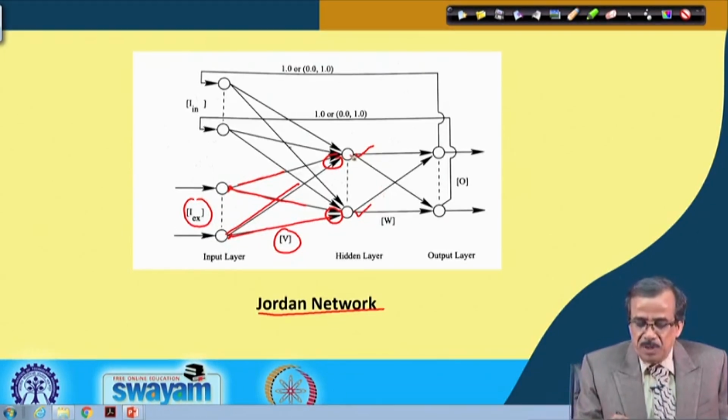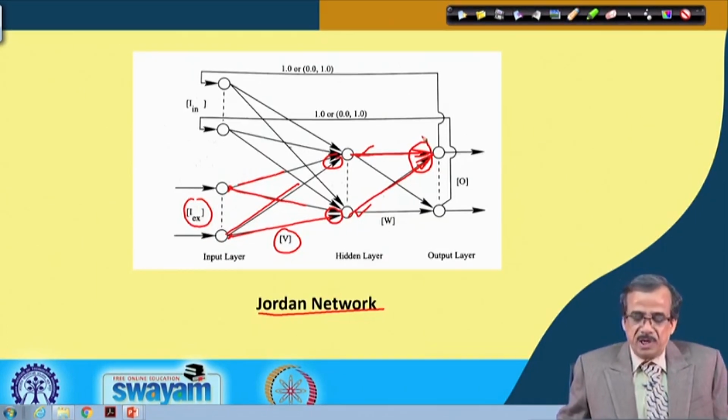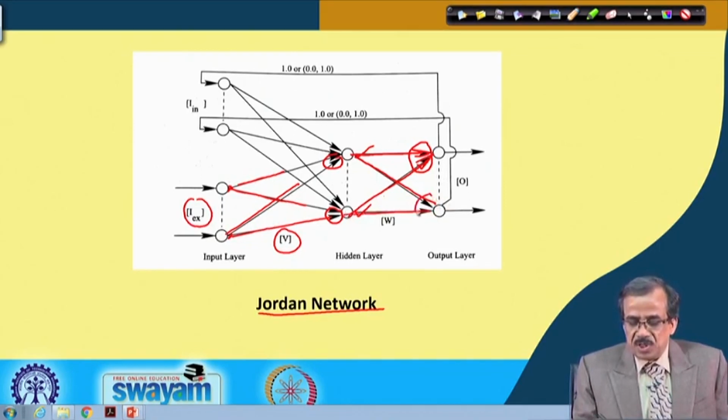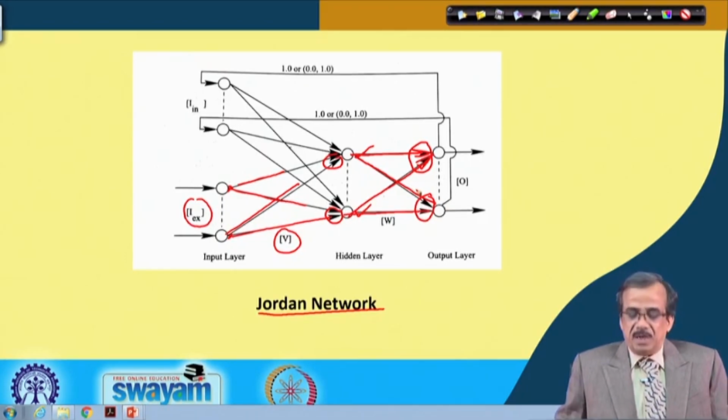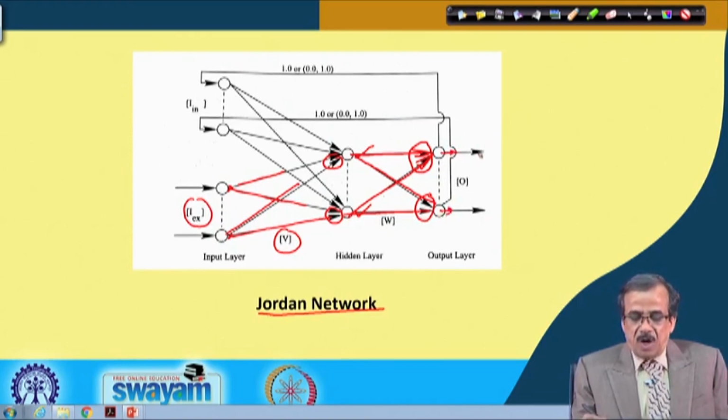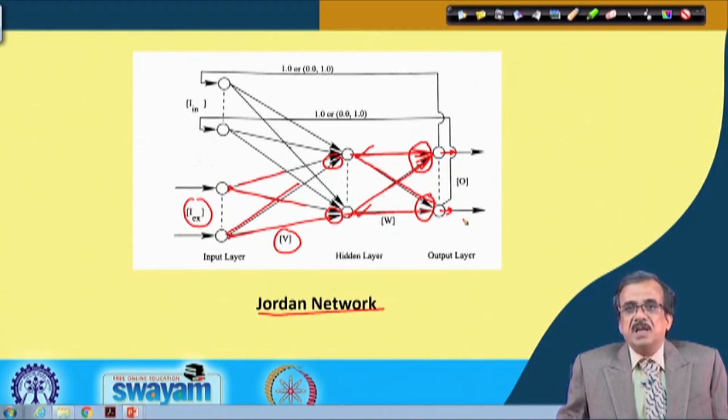This output will be multiplied by the connecting weight, and this will be multiplied by the connecting weight, and those things will be summed up, and this will be considered as input of the output layer. Similarly, this will be multiplied by this connecting weight, and this will be multiplied by this connecting weight, and those things are summed up, and these are nothing but the input for the output neuron. Depending on the transfer function, we will be getting some output here and some output here, but these outputs are not actually the final output.